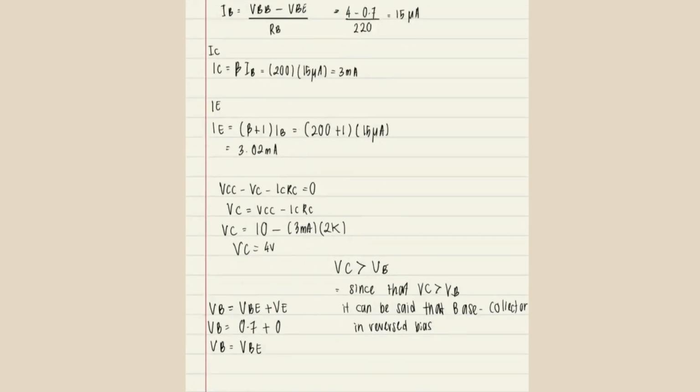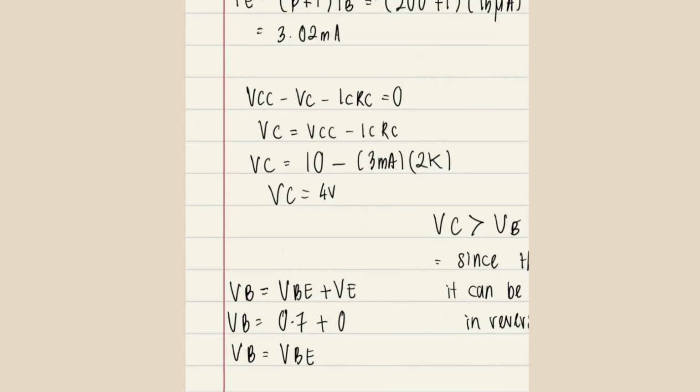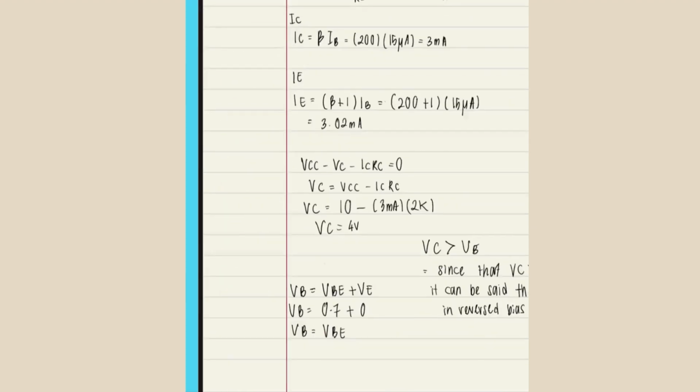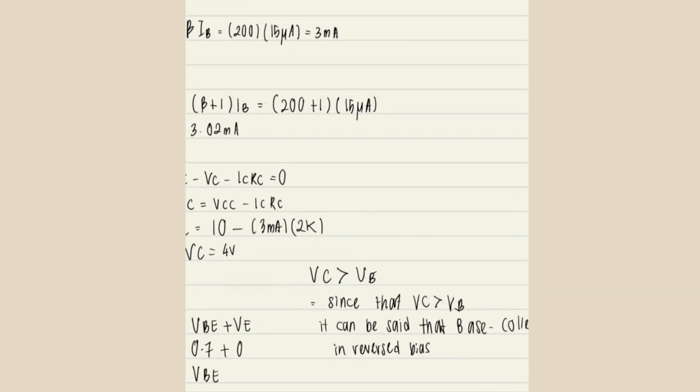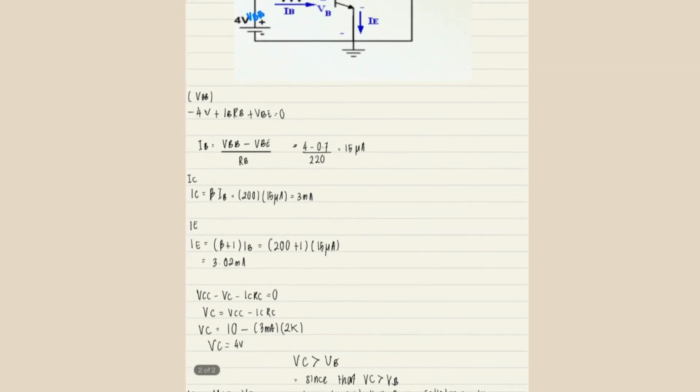To find VC, we use Kirchhoff's voltage law, VCC minus VC minus ICRC equals 0, and we find VC is 4 volt. VB equals VBE plus VE, and we know that VB is the same as VBE because VE is 0. Since VC is greater than VB, it can be said that the base-collector junction is in reverse bias.